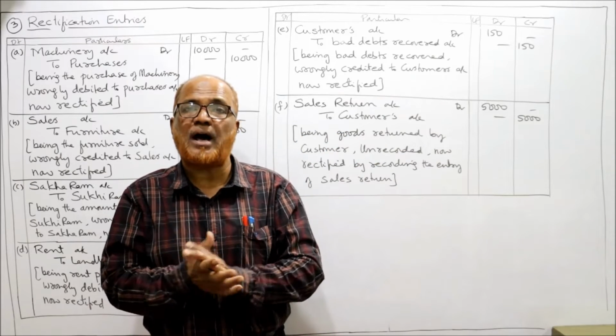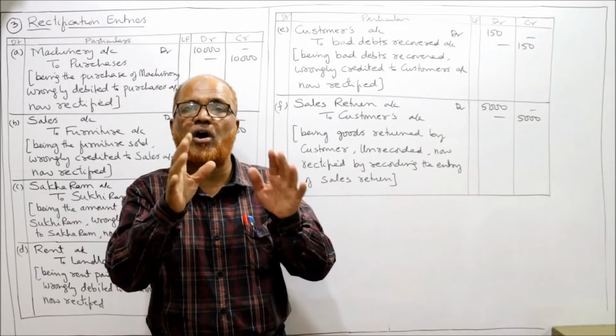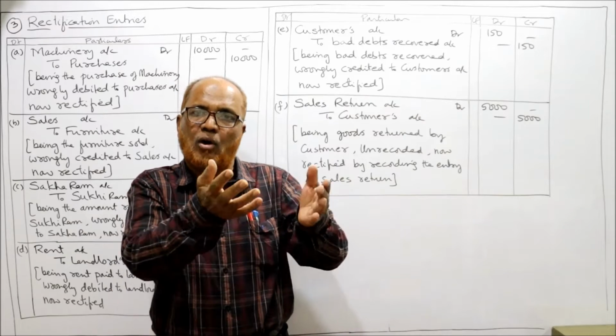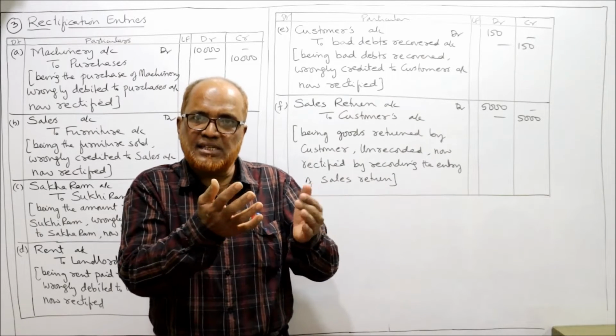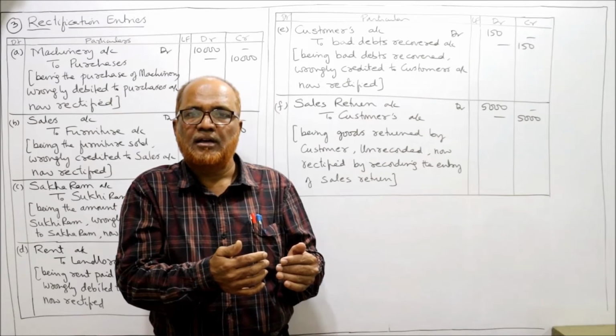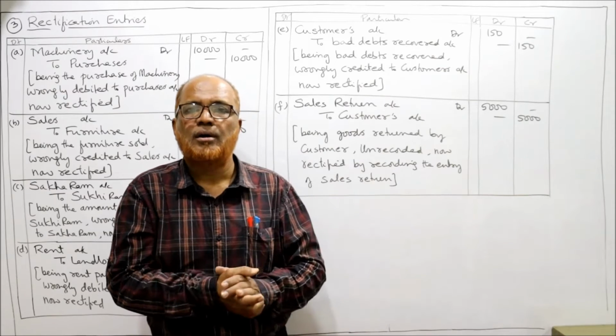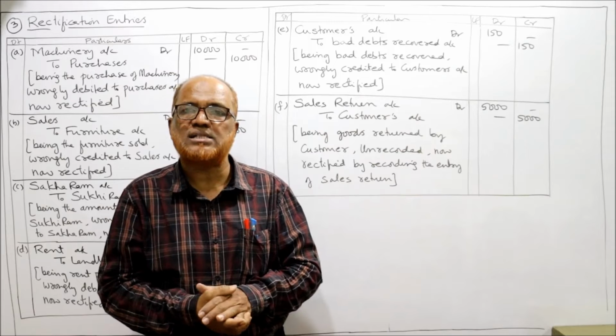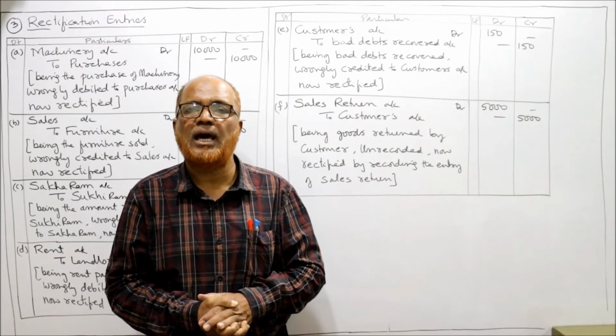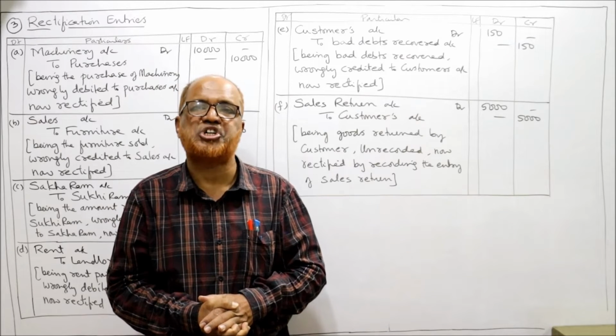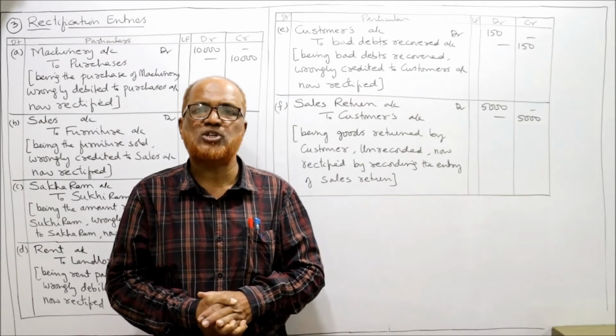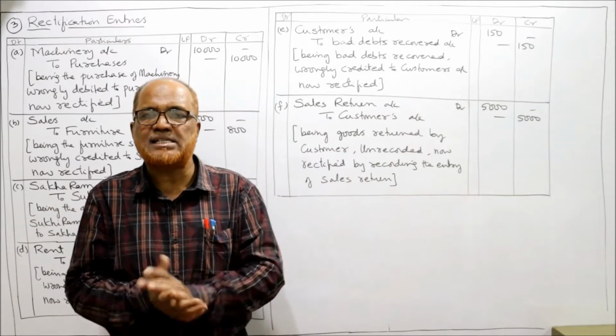This entry should have been passed, but the accountant forgot to pass the entry. He received the goods from the customer and included them in the stock, but he forgot to pass the entry. It is called an error of omission. So what is the correct entry for sales return?